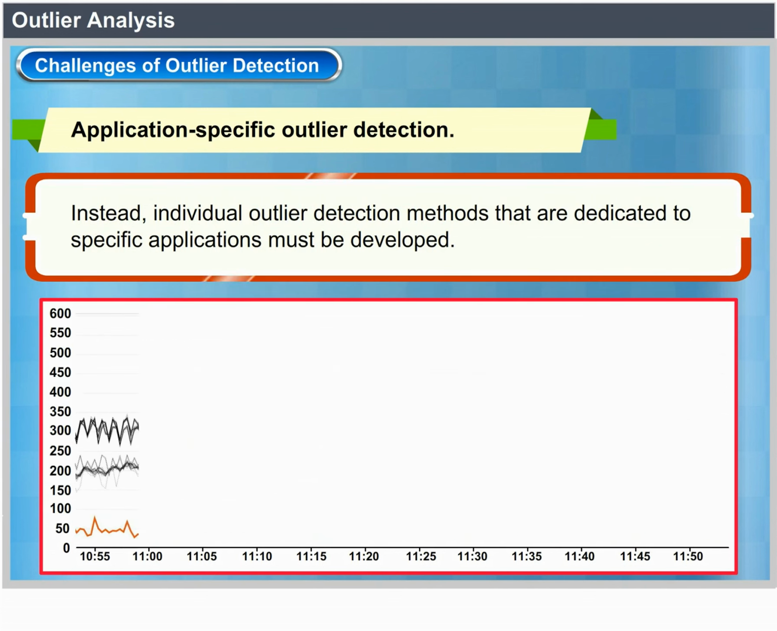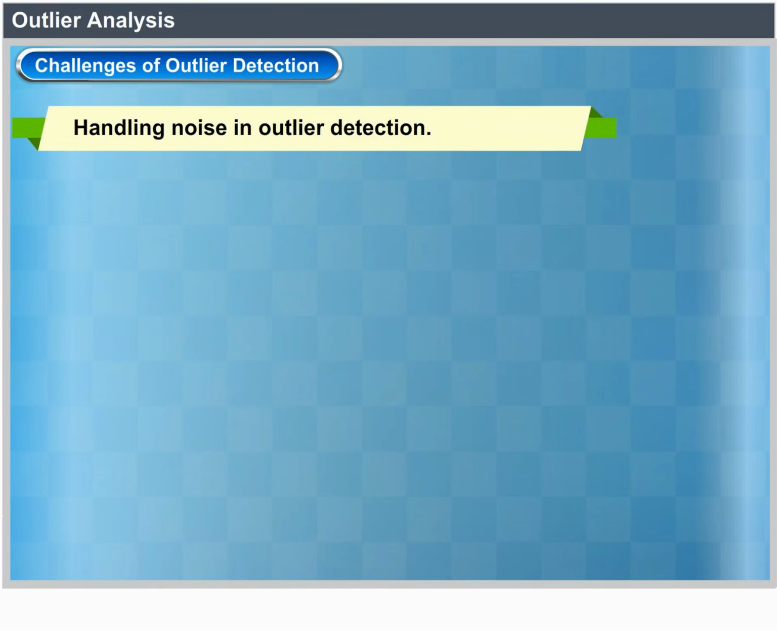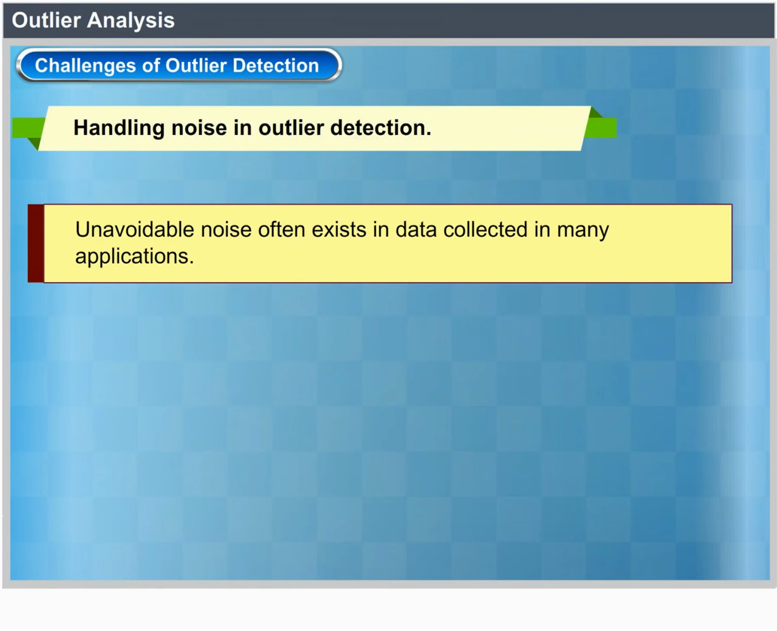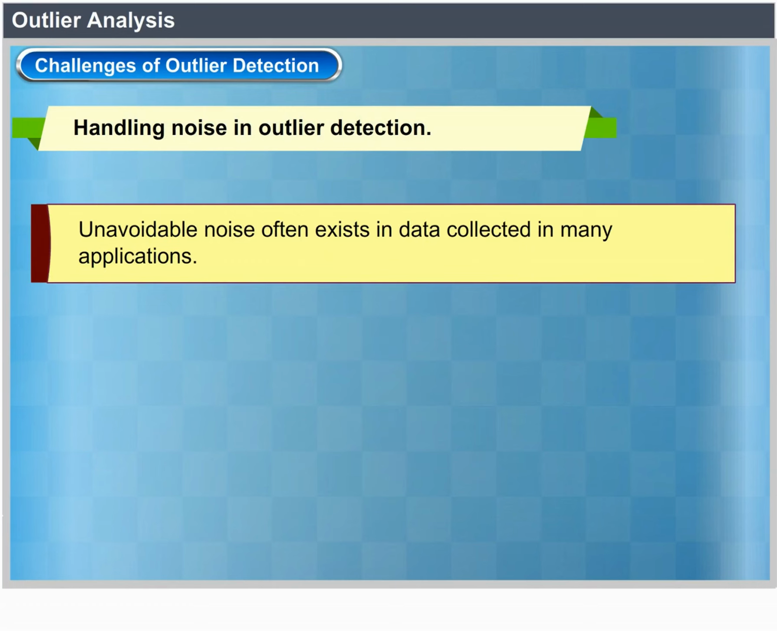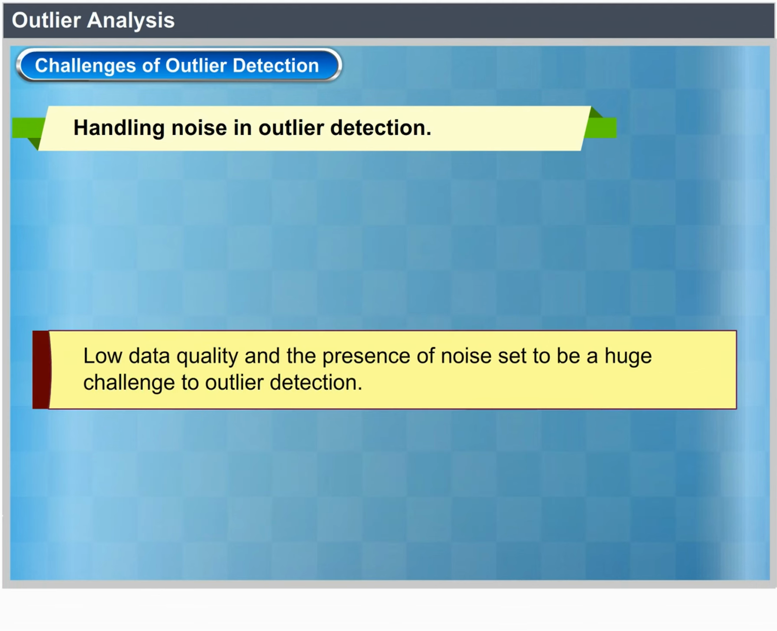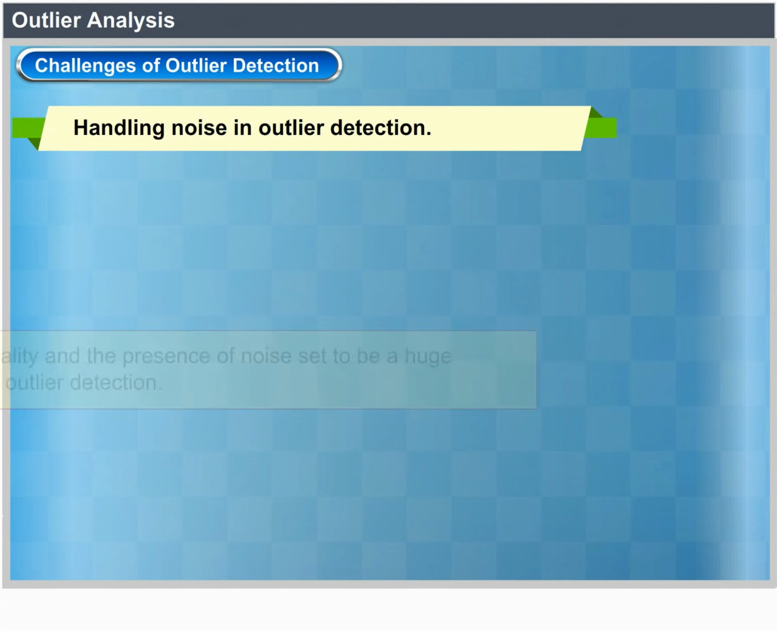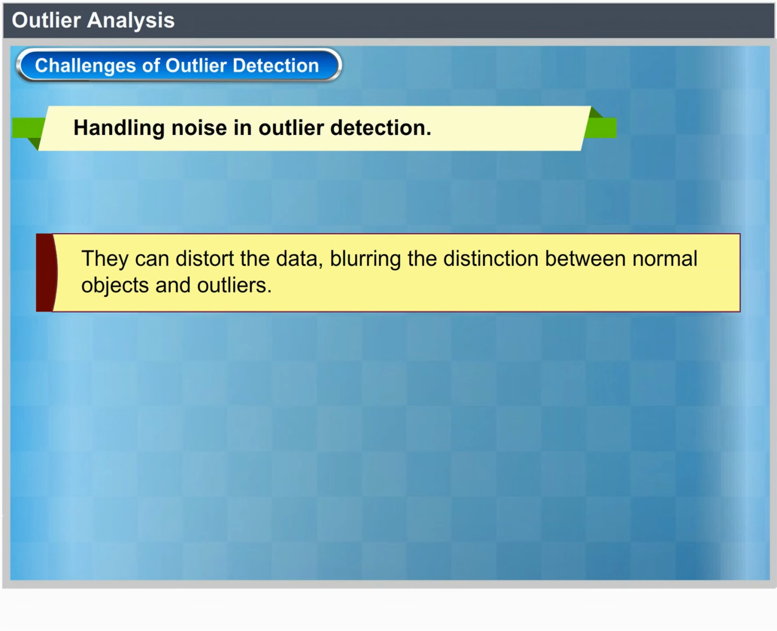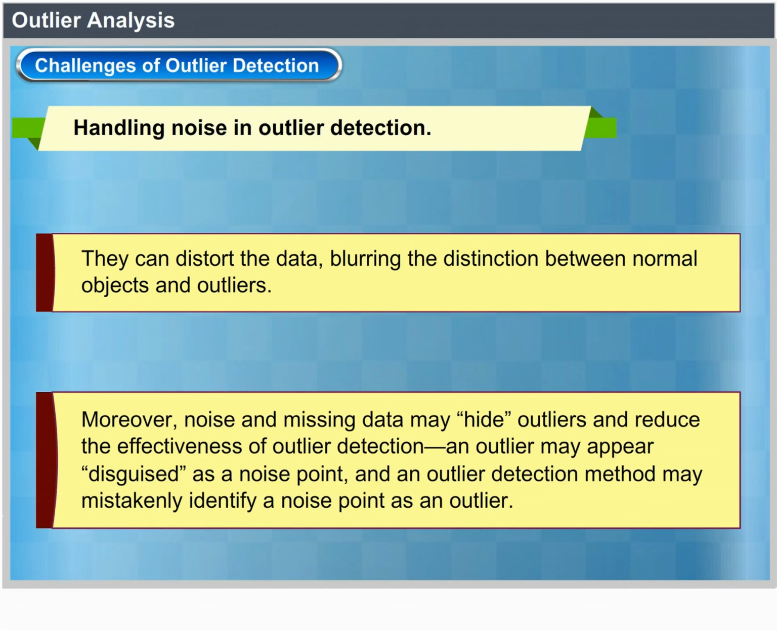Handling noise in outlier detection. Noise often unavoidably exists in data collected in many applications. Noise may be present as deviations in attribute values or even as missing values. Low data quality and the presence of noise bring a huge challenge to outlier detection. They can distort the data, blurring the distinction between normal objects and outliers. Moreover, noise and missing data may hide outliers and reduce the effectiveness of outlier detection. An outlier may appear disguised as a noise point, and an outlier detection method may mistakenly identify a noise point as an outlier.